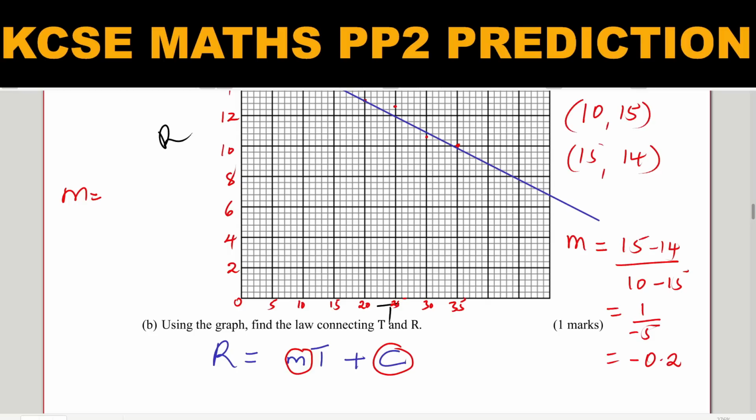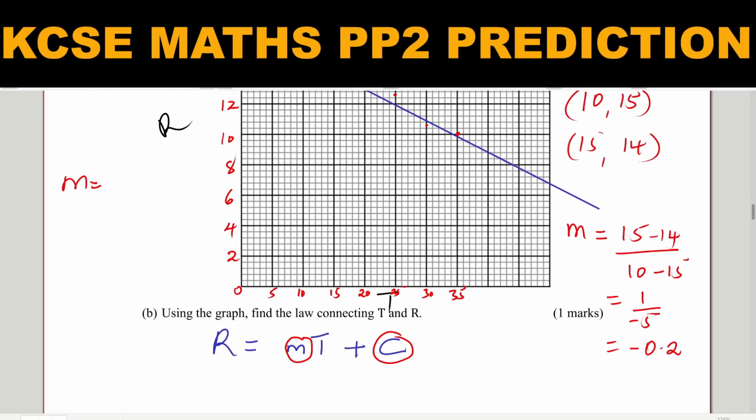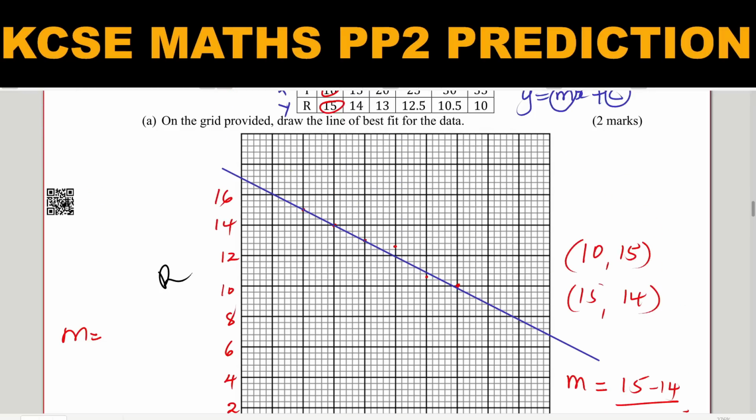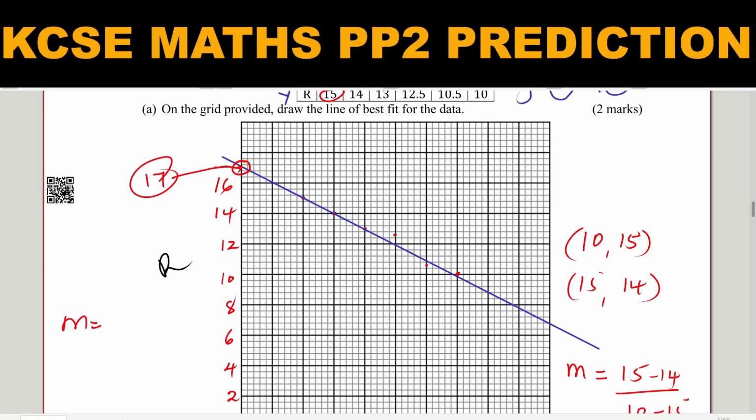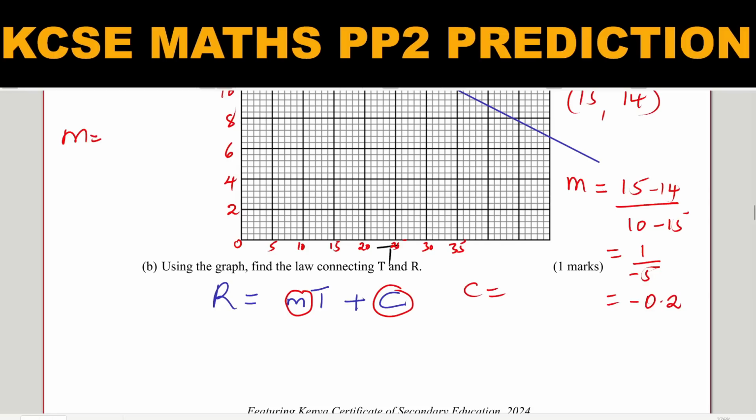Upon getting the gradient, now you can get the y-intercept. The y-intercept is simply the point where this line cuts the y-axis. Remember, this is the y-axis where you have R. So this point that is here is the one giving the y-intercept. The mid of this line is around 17. So this is 16.4, 16.8, around 17. Therefore, the y-intercept is 17, and the gradient is negative 0.2.